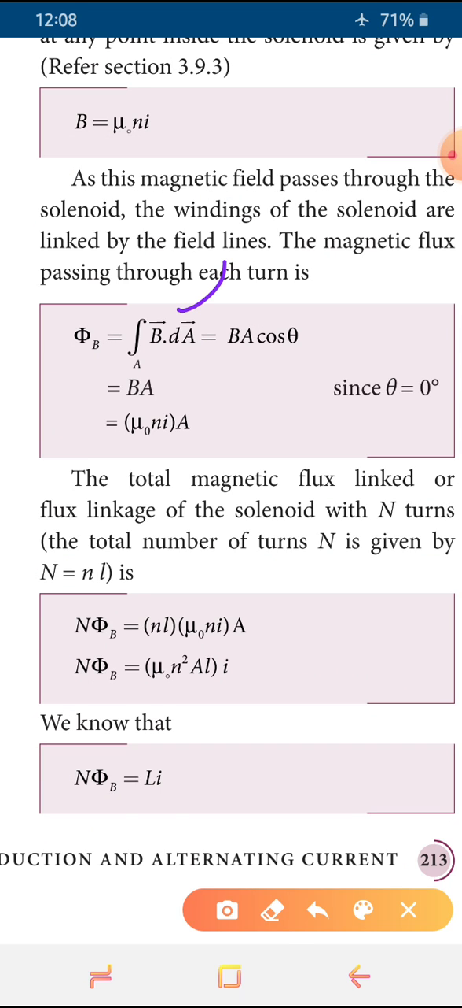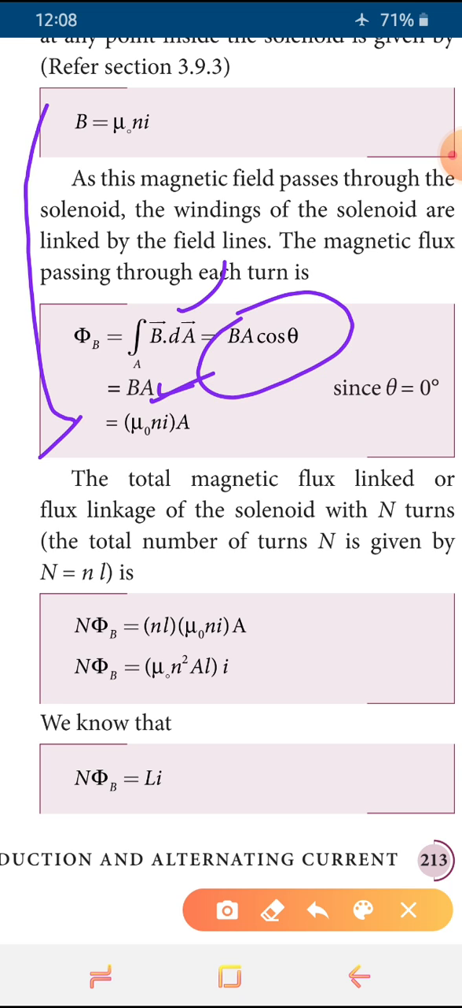We studied this in the starting unit. So what is the equation? Integration B vector dot dA vector. Then we expand this dot product and write BA cos theta. Say the theta value is 0 degree, then cos 0 is 1, then this value becomes BA. Then we substitute the B value from the previous equation. What is capital B? Mu naught n i. So we get the new equation for flux, mu naught n i into capital A.